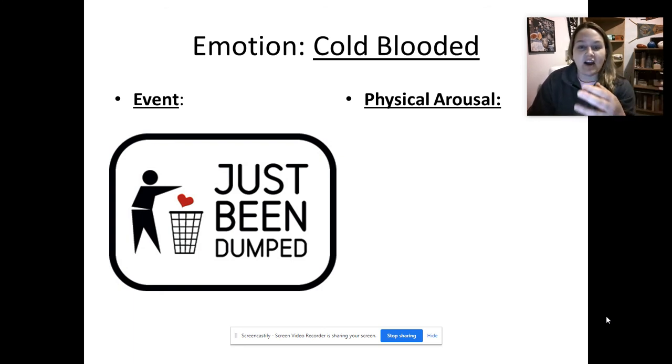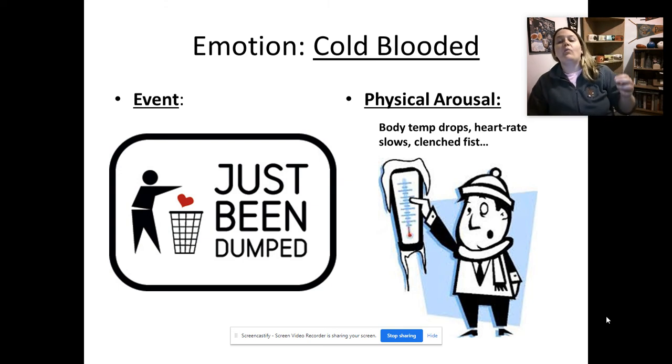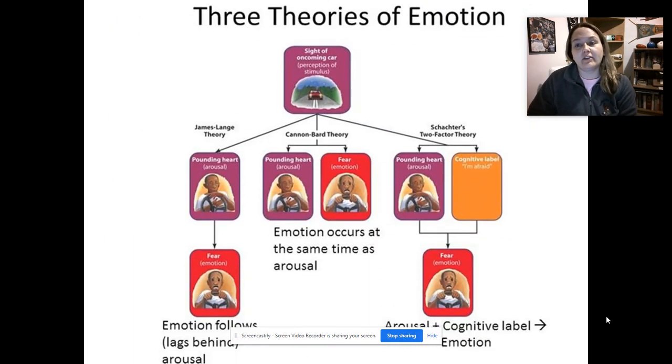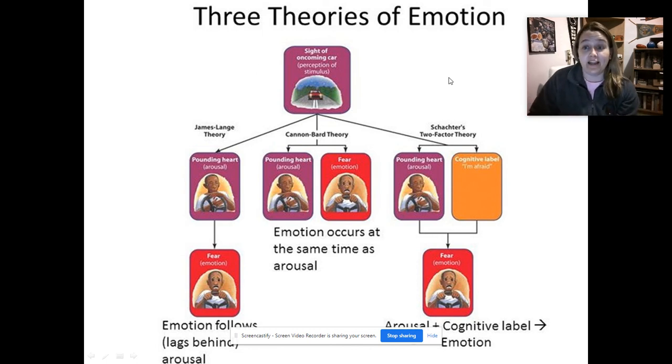So let's say that did happen, that you just got dumped in front of everybody. You're sitting there and you're thinking, oh my gosh, this just happened to me. Now, some of the physical reaction of feeling cold blooded would be your body temperature might start to drop, right? Your heart rate might start to slow down, or you might have some clenched fists, right? Because why would they ever break up with me, right? Cold blooded. Now, if we look at the three theories of human emotion, and let's pretend it's not the car about to hit you, but that you just got dumped in front of everybody and you're feeling cold blooded, I can take that emotion and run it through the three different theories.